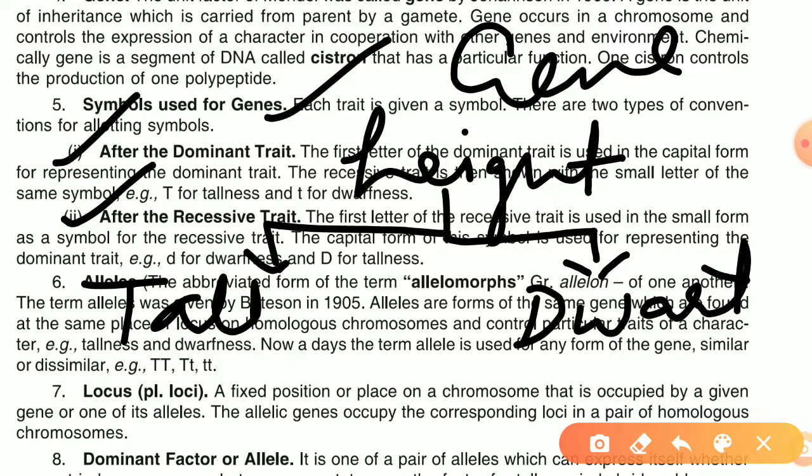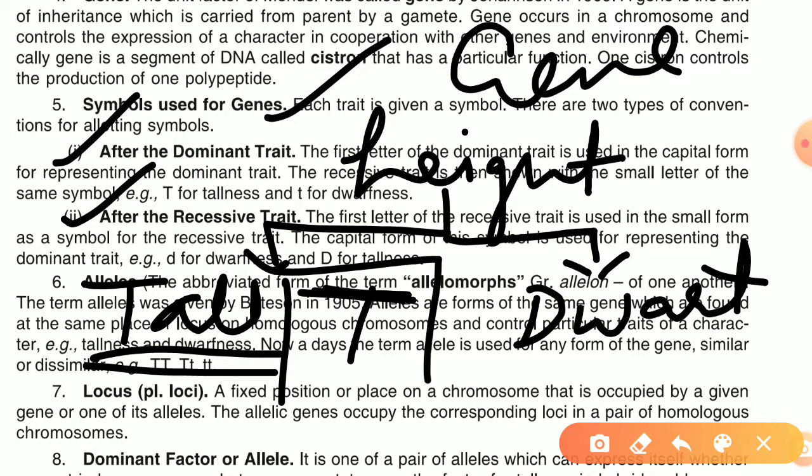तो जिसकी टॉल हाइट होगी, we will represent it with the T, and this T is dominant. I'll tell what does dominant means. So it is written capital, and that another which is having dwarf height, it is written with the small t, not d. It is represented with the small t. So this is how a gene is represented. So gene is represented through symbols.